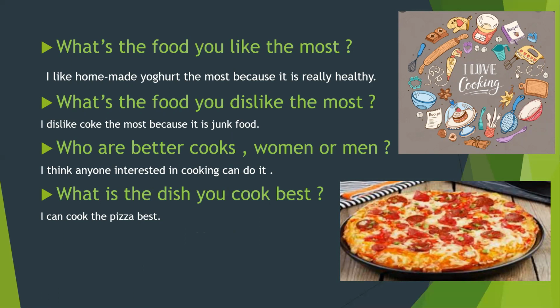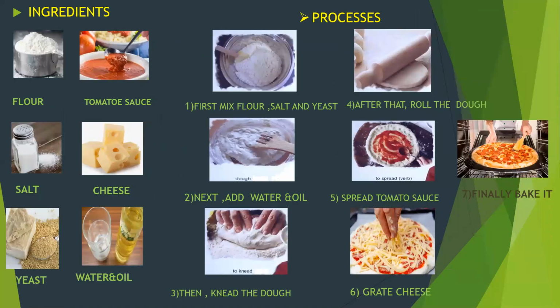Do you know how to make pizza? Let me tell you how to make pizza. It's an easy recipe. And here you are. These are all the things you need to cook pizza. Let's look at it. Ingredients: flour, tomato sauce, salt, cheese, yeast, water and oil. Processes. First, mix flour, salt and yeast. Next, add water and oil. Then, knead the dough. After that, roll the dough. Spread the tomato sauce, grate cheese, and finally, bake it.